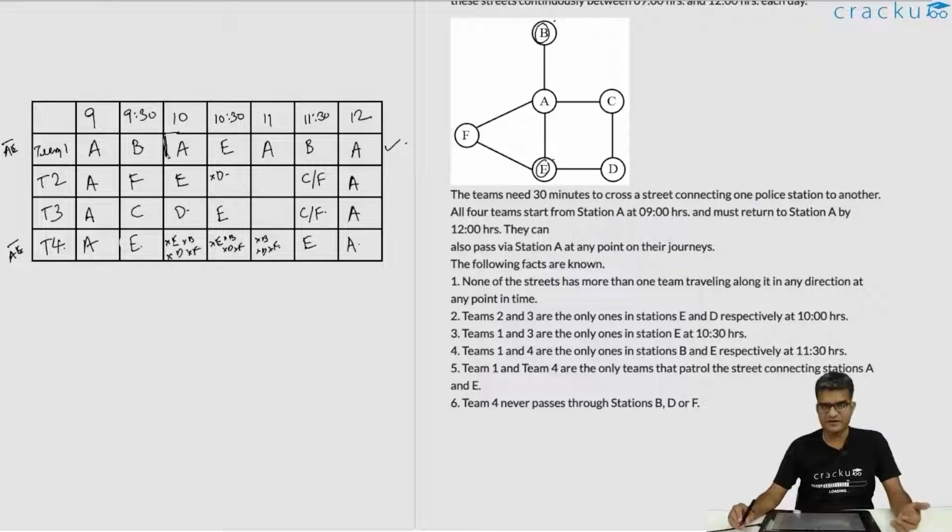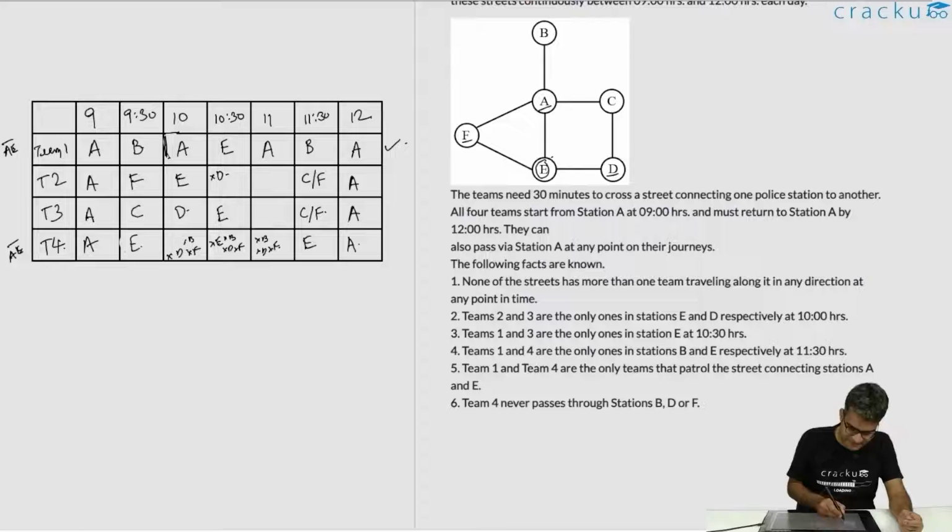We can also figure out the same for team 4 because you can see that there are a lot of stations they haven't gone to, team 4. So team 4 at 9:30 a.m. they are at E. So at 10 o'clock they'll either be at A or D or F. But team 4 has never gone to D or F. So this has to definitely be A. So at 10 o'clock team 4 is at A.